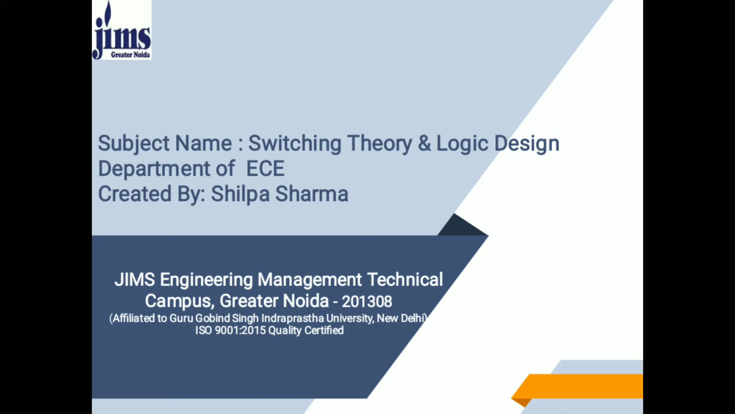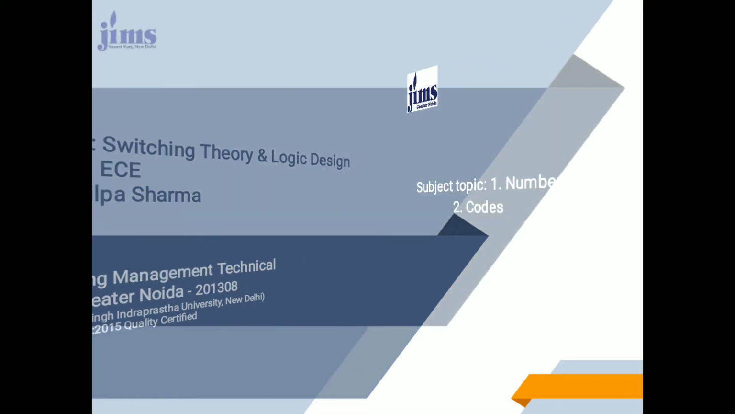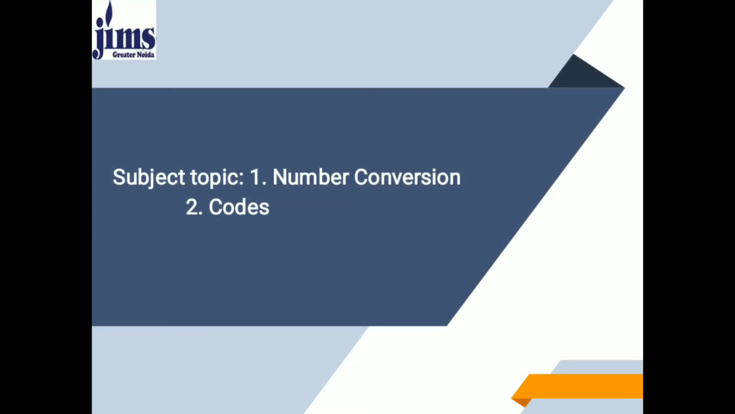In the last lecture, we had discussed the number system. How many types of number systems are there? Hexadecimal, binary, decimal, octal. Now we will learn how we can convert one kind of base into another kind of base. So let's start with number conversion.